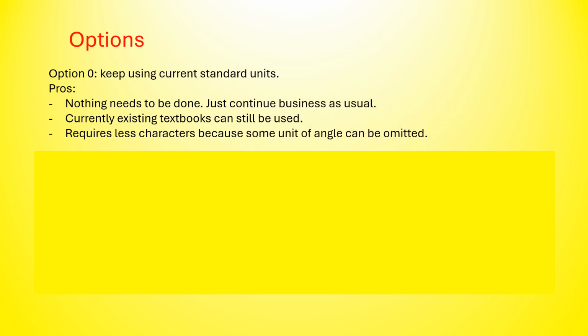Let's list down all pros and cons of each option for standard units of rotational quantities, so we can easily understand what's at stake here. Option 0, keep using current standard units. Pros. Nothing needs to be done. Just continue business as usual. Currently existing textbooks can still be used. Requires fewer characters because some unit of angle can be omitted.